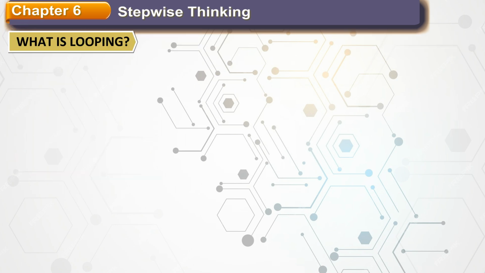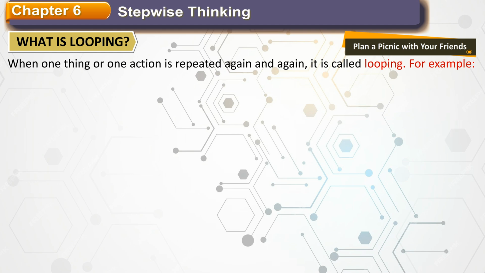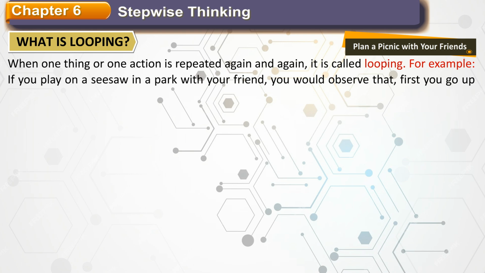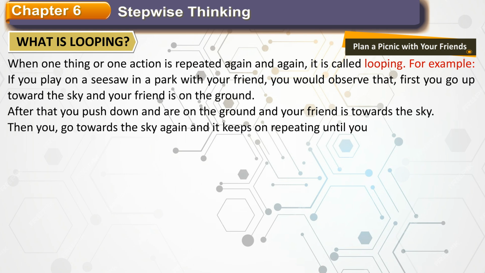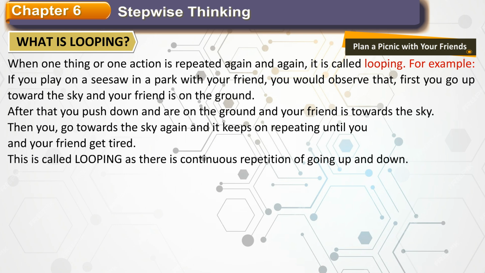What is looping? When one thing or one action is repeated again and again, it is called looping. For example, if you play on a seesaw in a park with your friend, you would observe that first you go up toward the sky and your friend is on the ground. After that you push down and are on the ground and your friend is towards the sky. Then you go towards the sky again and it keeps on repeating until you and your friend get tired. This is called looping, as there is continuous repetition of going up and down.